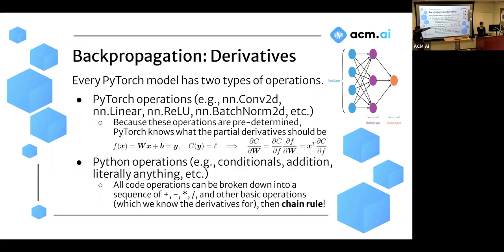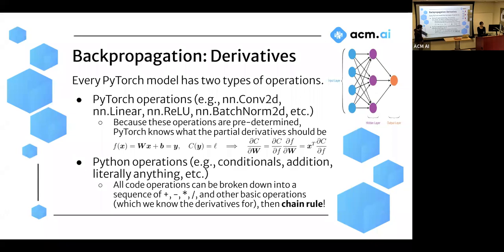So for example, with f of x equals wx plus b equals y, we're able to say this is our partial derivative, right? We're able to define this and say this is how we're calculating it. However, there's another type, which is Python operations. For example, if statements or addition, literally anything, right? With operations that we have never explicitly defined a backpropagation or derivatives for, how would PyTorch be able to backpropagate through that?